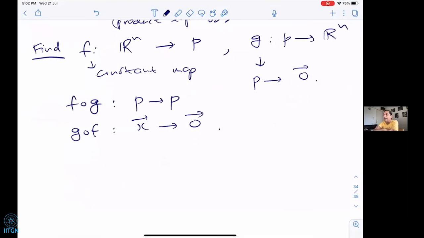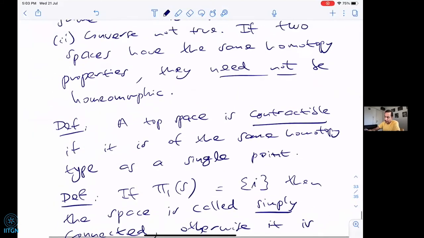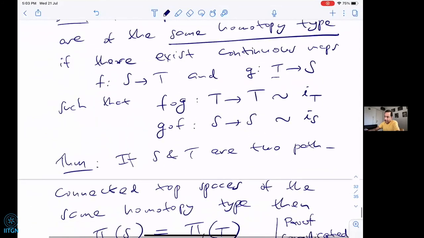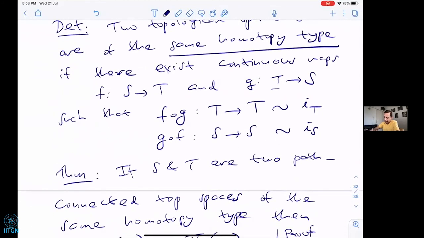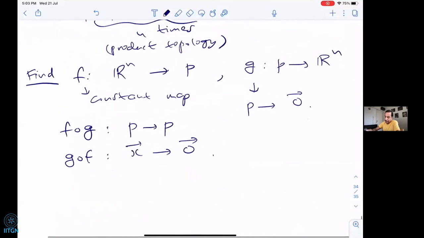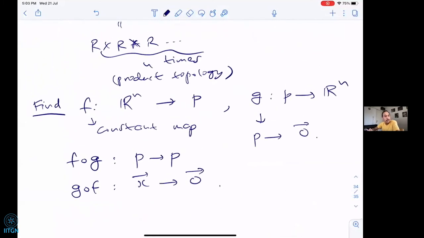Good. Now, what did the definition say? So let's go back to the definition of contractible, same homotopy type as a single point. It says that the composition maps should be homotopic to the identity in each of the spaces. So we need to check whether F composed with G from P to P is homotopic to the identity in the space P with one point. Obviously, that's also the map P to P. So this is done. G composed with F is a map that takes the entire Euclidean space and maps every point in it to the origin.